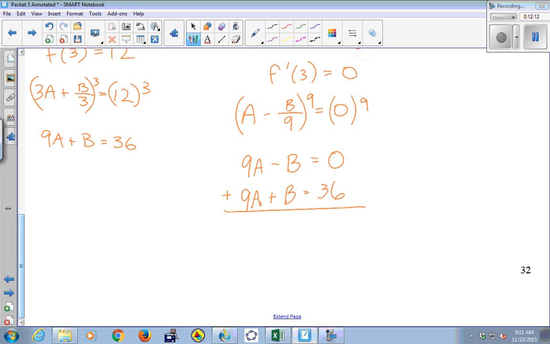9a and 9a makes 18a. Negative b and positive b make 0, so the b's go away. 18a equals 36. Divide by 18, and you get a is 2.